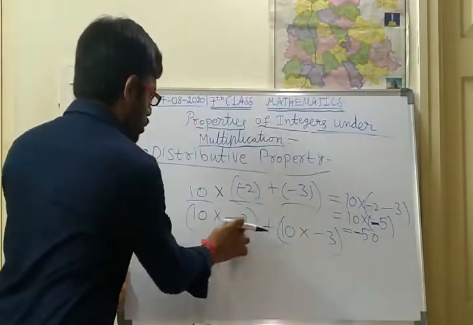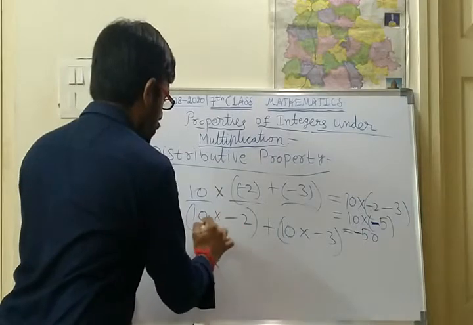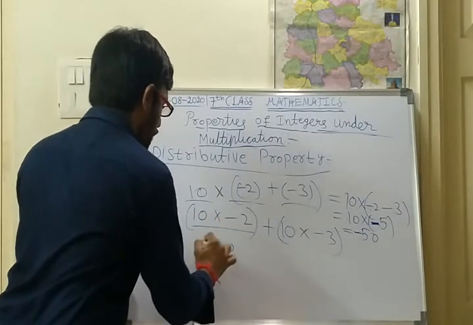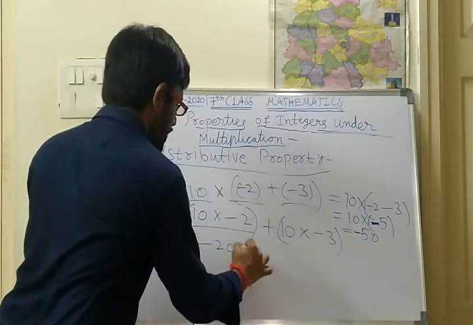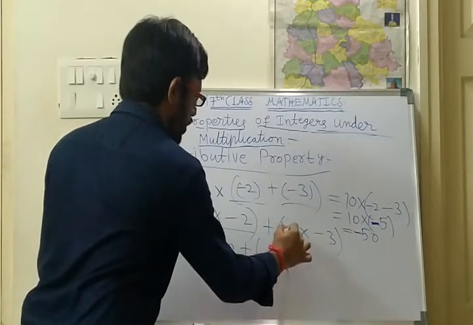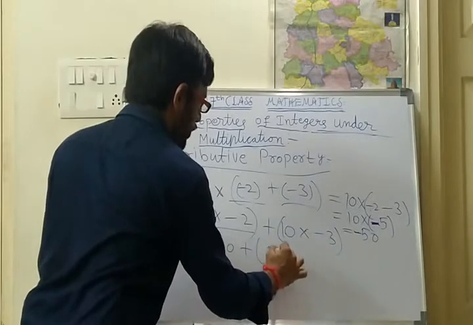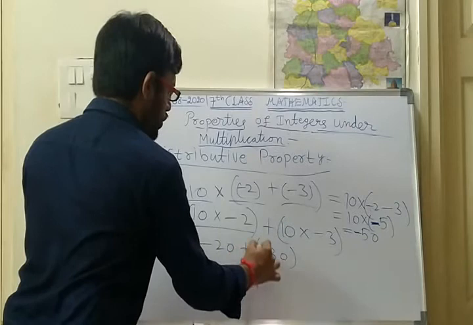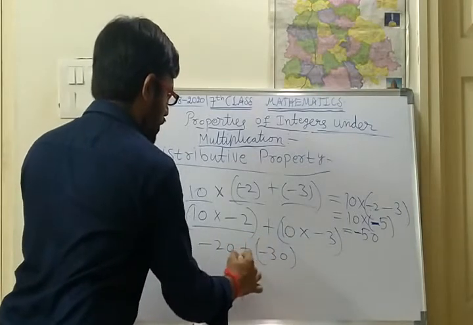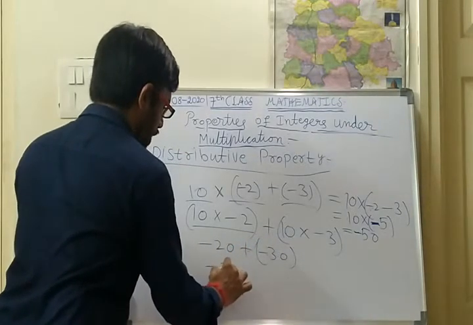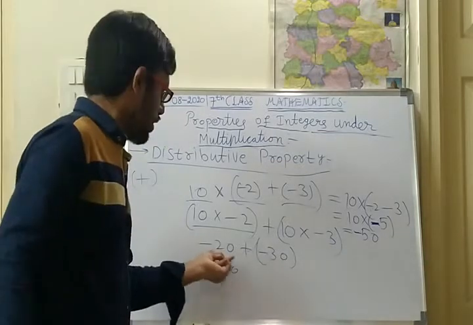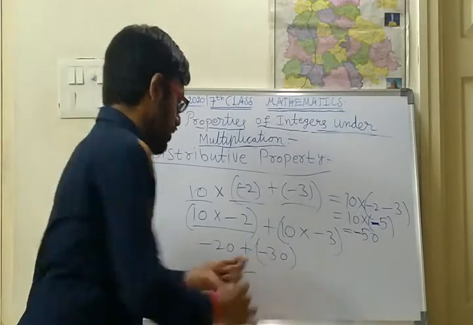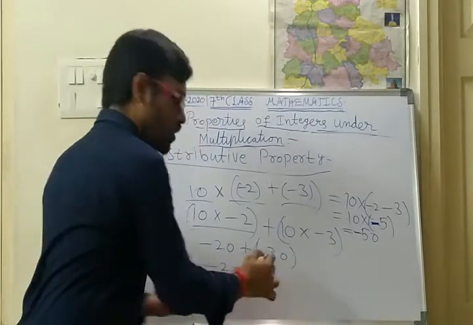10 into minus 2. 10 into 2 is 20. Plus into minus is minus. Again, 10 into 3 is 30, plus into minus. Okay, now remove this bracket using multiplication of these two symbols. So minus 20, plus into minus is minus 30. So minus 20 minus 30.